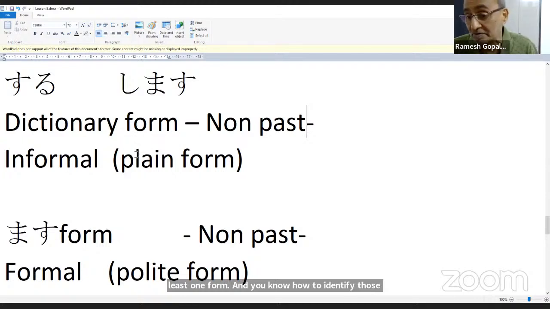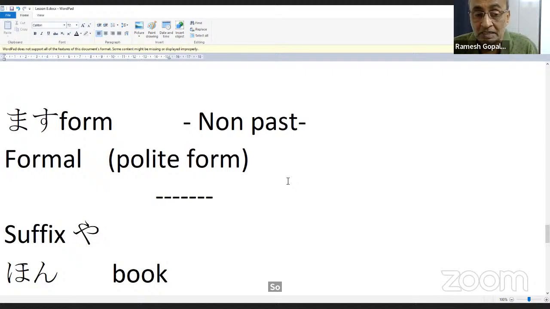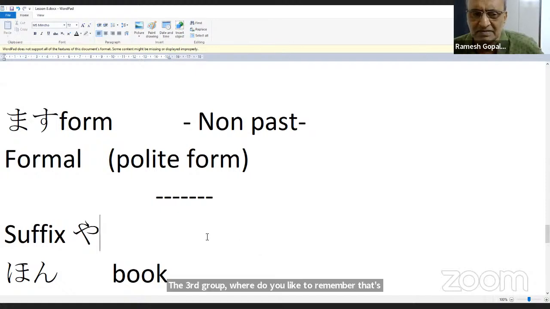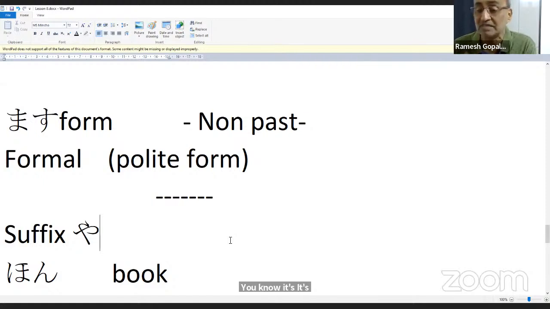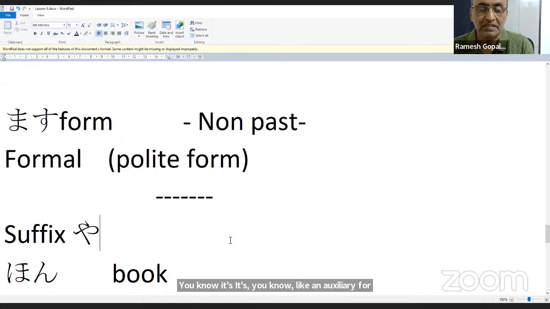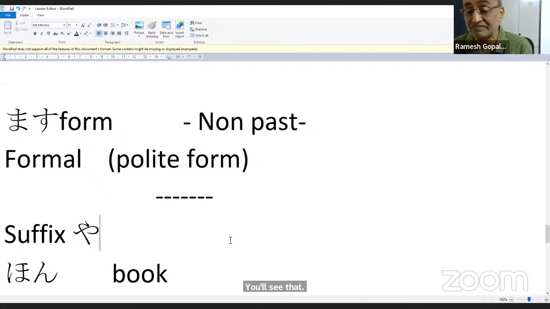So verbs are so important. The third group verb you'll have to remember, that's all. 2 verbs, but they're very important verbs. Kuru and suru, you use it with so many, like an auxiliary for other verbs, with other verbs. We'll see that. And now we come to some suffixes.